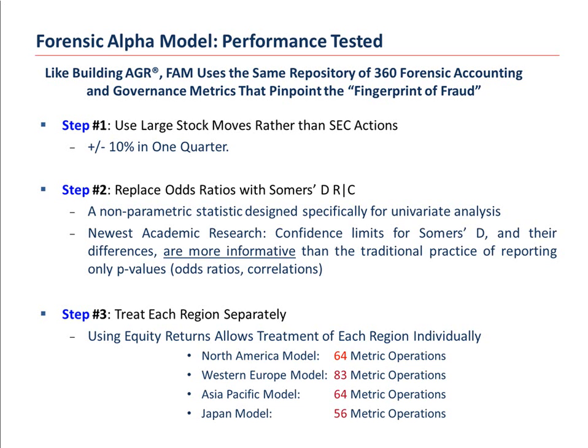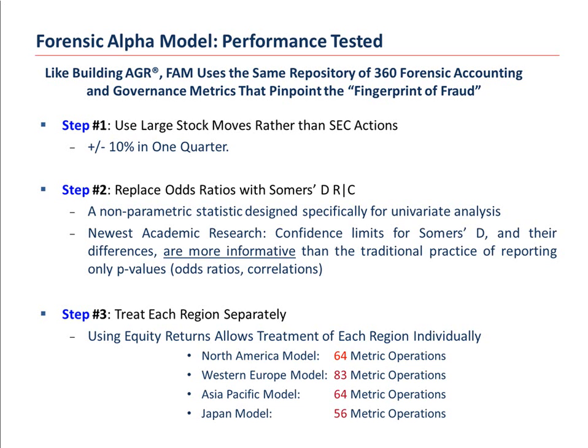Addressing the issue with odds ratios was fairly simple. We moved to something called the Somers' D. Somers' D is a non-parametric statistic designed specifically for univariate analysis. It's actually an old statistic which only recently has been discovered to be so powerful. The newest academic research tells us that the confidence limits for Somers' D and their differences are actually more informative than the traditional practice of reporting only p-values. Or in English, Somers' D is a better univariate measure than odds ratios, correlations, or tetrachoric correlations.